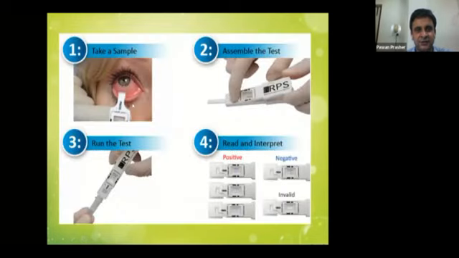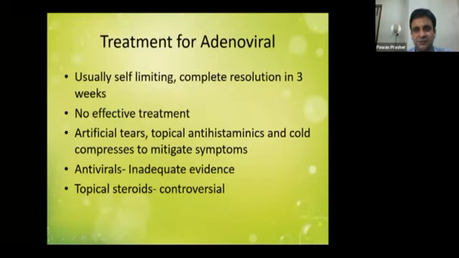So this is the AdenoPlus test. You touch it onto the tear film and run the test. Give it about 10 minutes, and you have different interpretations. If there is a red line, it's a positive, and if there is no red line, then it's a negative test. So that way you can confirm whether it's really a virus or some other entity. You can manage the patient accordingly.